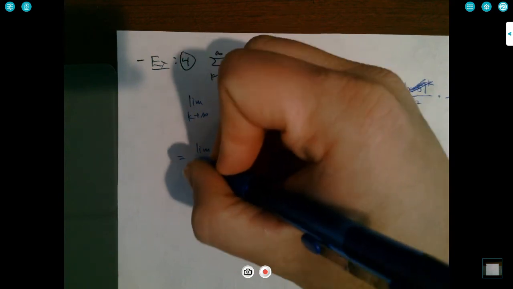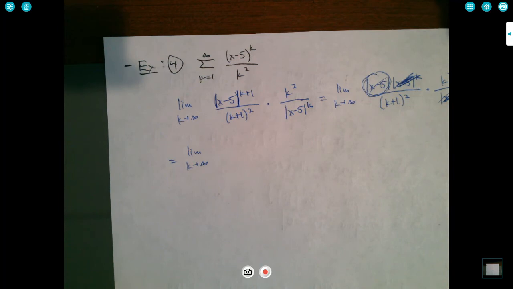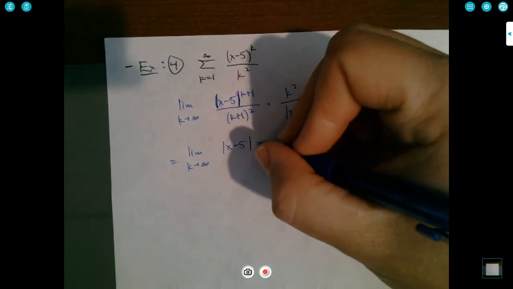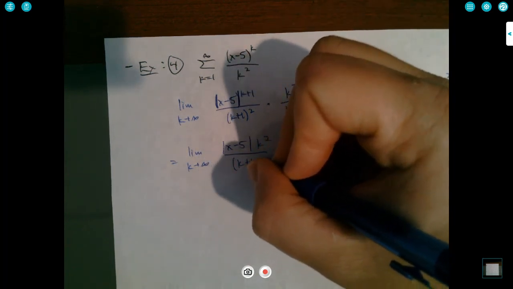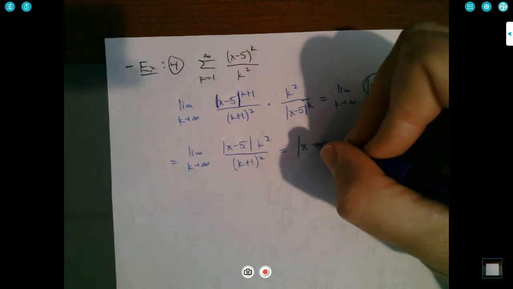Okay, so we've got the limit as k approaches infinity of absolute value of x minus 5 times k squared over k plus 1 squared. I can take out the absolute value of x minus 5.